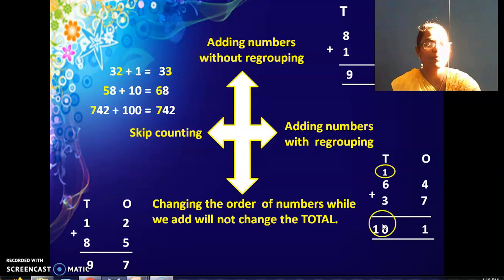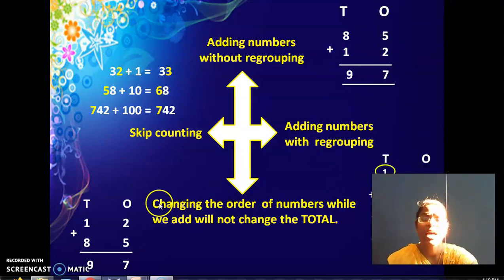So what happens here? Do I have any places further? No. So I am writing both the digits in the tens place itself. So what is the answer? 101. So what is the answer we got while adding these two numbers? So I get 101. So what is the next method we were learning?